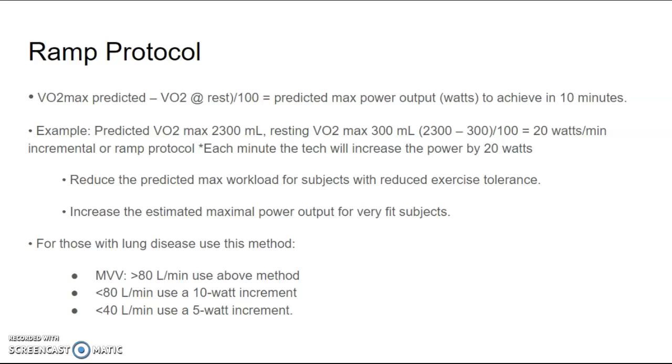The answer you get for that is going to tell you how many watts you need to achieve in 10 minutes. So for example, if we have a predicted VO2 max of 2300 milliliters and a resting VO2 of 300 milliliters, then we'll take 2300 minus 300, divide that by 100, and you get 20 watts per minute. So that means you would increase the workload by 20 watts each minute.